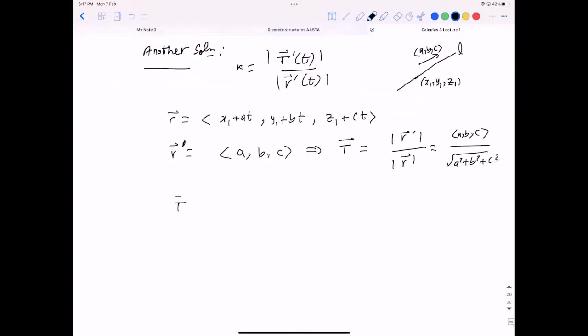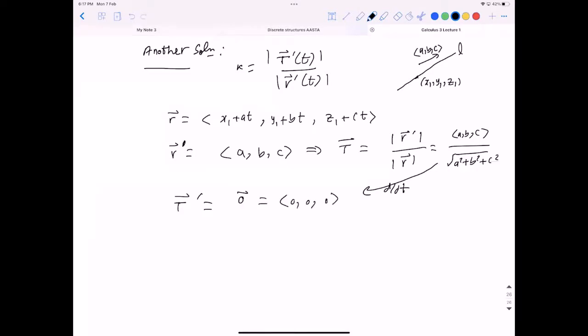T dash is, differentiate this with respect to t. There is no t there. It gives you the zero vector. It's a constant vector. If you like to write it 0, 0, 0, it's this vector.